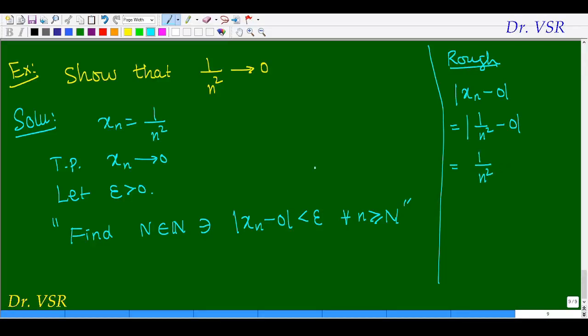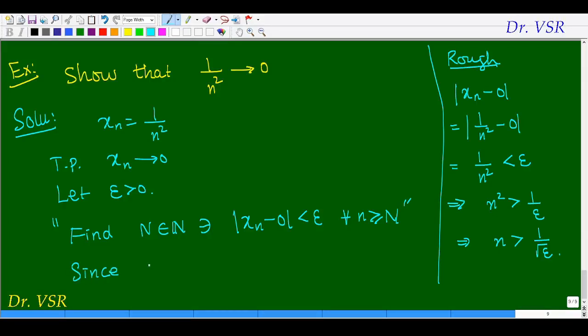1 by n square has to be less than epsilon. This implies that n square must be greater than 1 by epsilon. This implies that n must be greater than 1 by root epsilon. That's all, it's done.